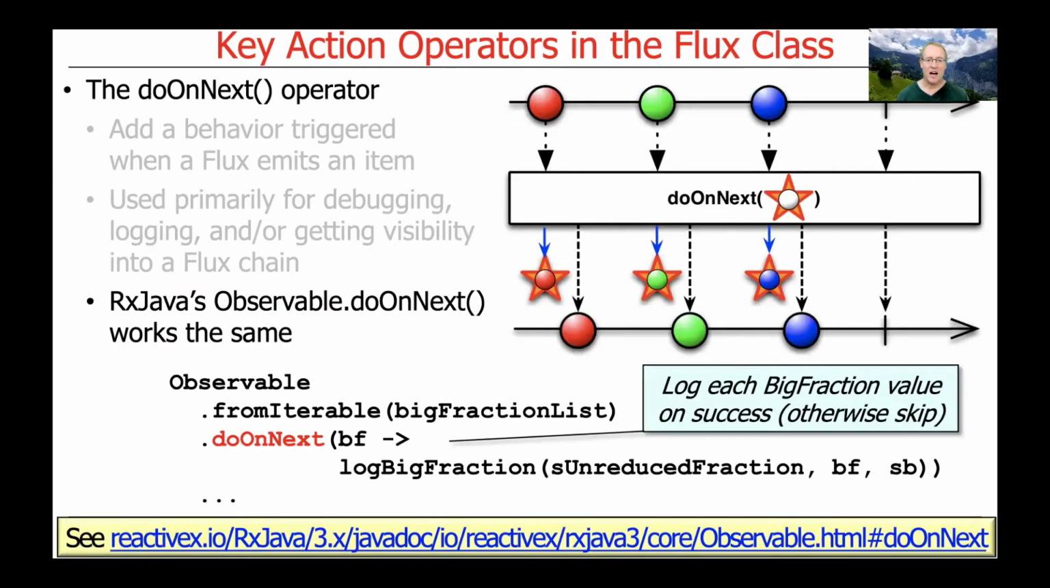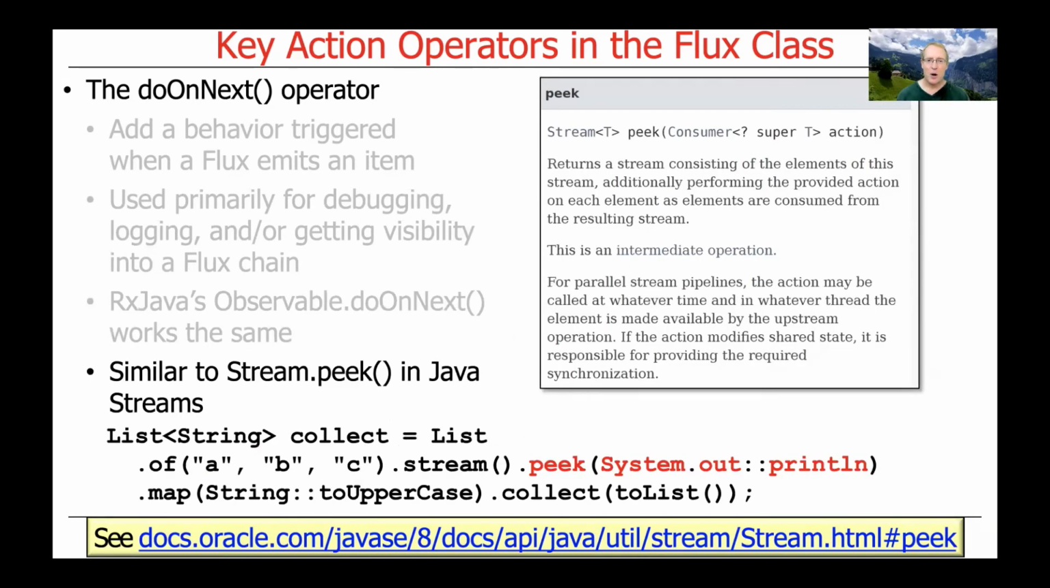RxJava has a doOnNext method in its Observable class that works in precisely the same way, provides the same capabilities, has the same syntax, has the same semantics. Both of these methods are also very similar to the Stream peek method that's part of the Java Streams interface.